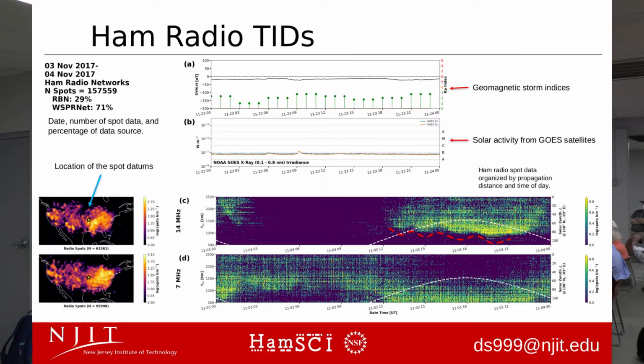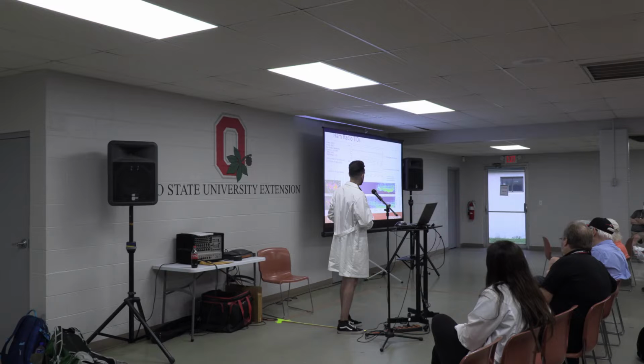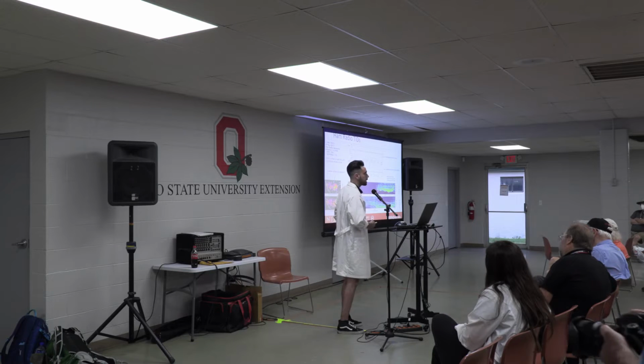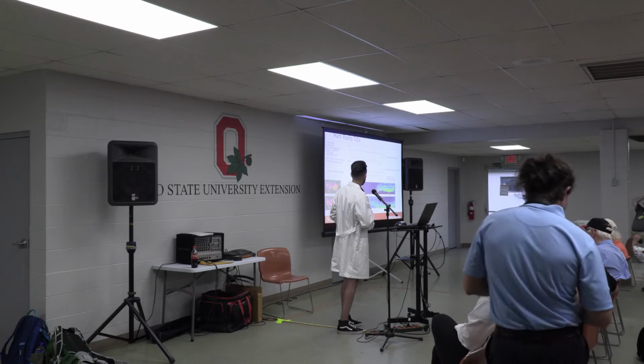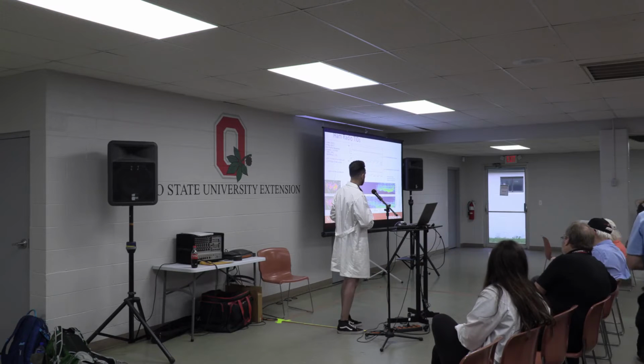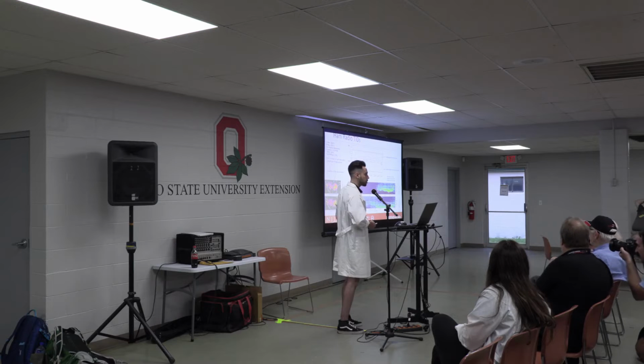And over here in C and D, for 14 and 7 megahertz, we have ham radio spot data over a 24-hour period. Our y-axis is the propagation distance between transmitter and receiver. The color is showing the actual amount of spots for that time of day for that distance. And what we're looking for are these wave-like structures that appear in some of these plots. These are indicative of potential TID activity. You can see as you go through, the overall minimum distance is changing for the entire United States.